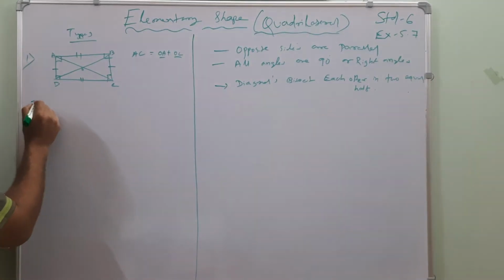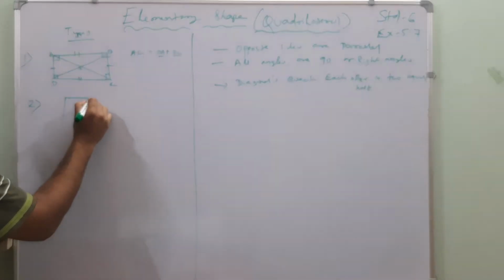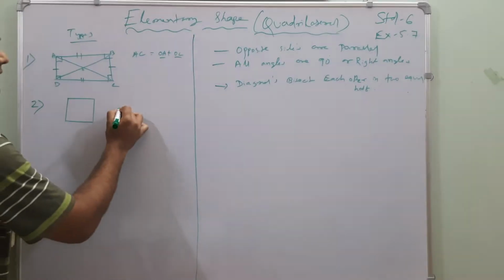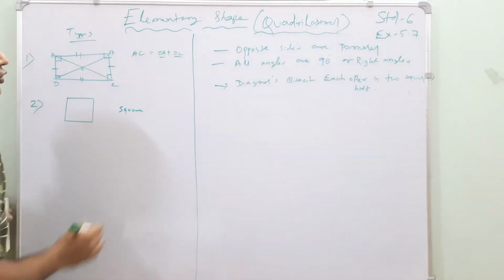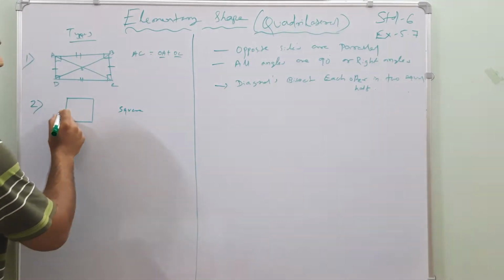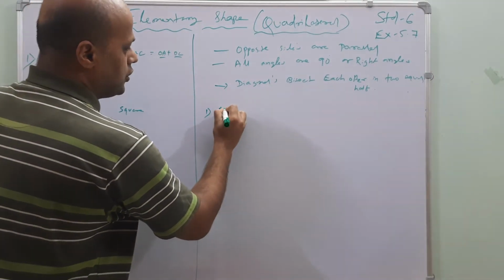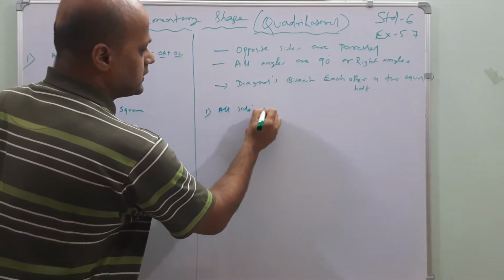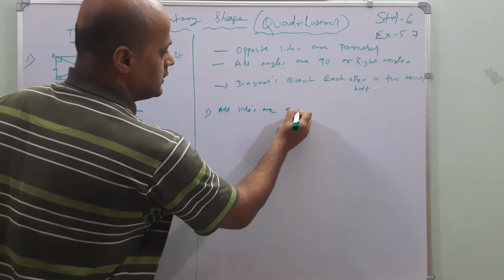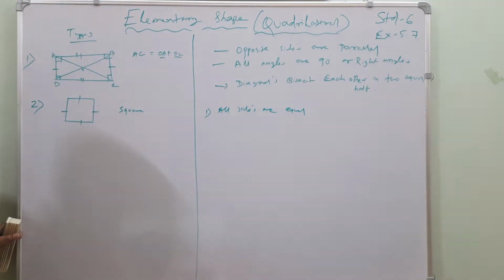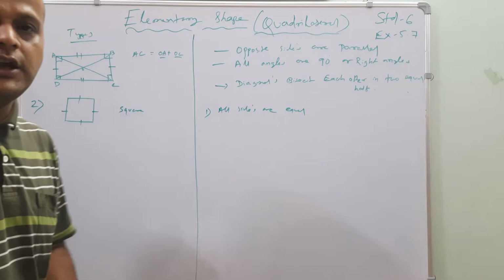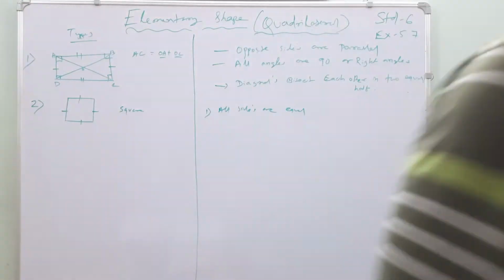Let's go for the second one. What is the shape? Yes, it is called a square. So what is a square? The first thing, go for the sides. The first one is: all sides are equal. Understood, my dear friends? All sides are equal.